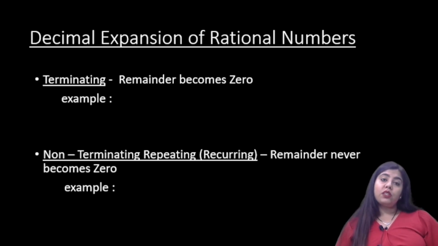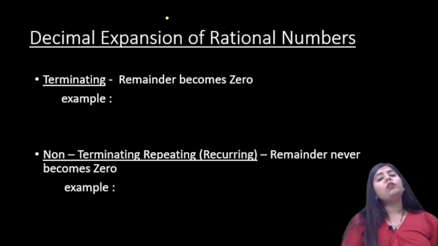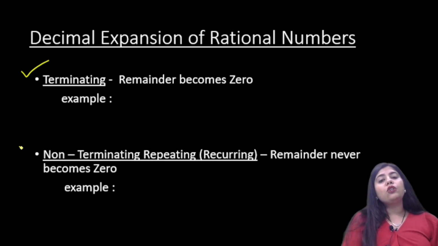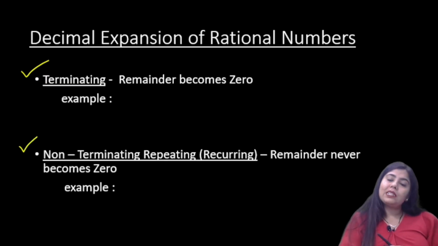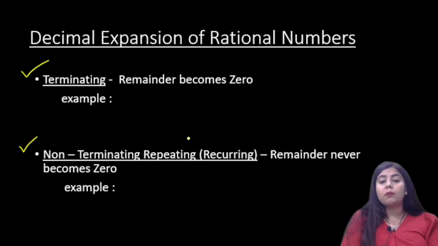Decimal expansion, you had already learnt about decimal expansion. What is the meaning of decimal expansion? We know how to convert the rational numbers into their decimal expansions. Now there are two types of decimal expansions. First one is terminating decimal expansion and second is non-terminating repeating decimal expansion, or you can also name it as non-terminating recurring decimal expansion. Now what do these two terms mean?